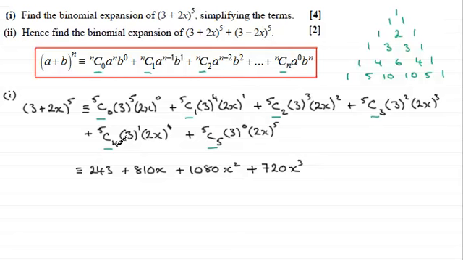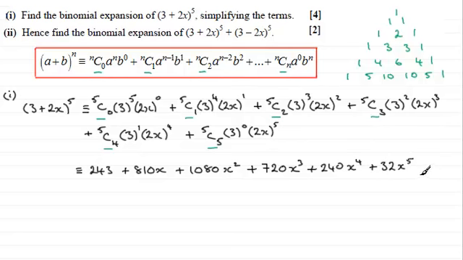2 more terms. 5c4 is the 5 times 3 times 2 to the power 4, which is 16 there. Times those all together and you should find you get 240. So you've got 240 x to the power 4. And the last term, well, that's going to be 1 for 5c5. 3 to 0 is 1, and you've got 2 to the power 5, which is 32. So you've got 32 x to the power 5.